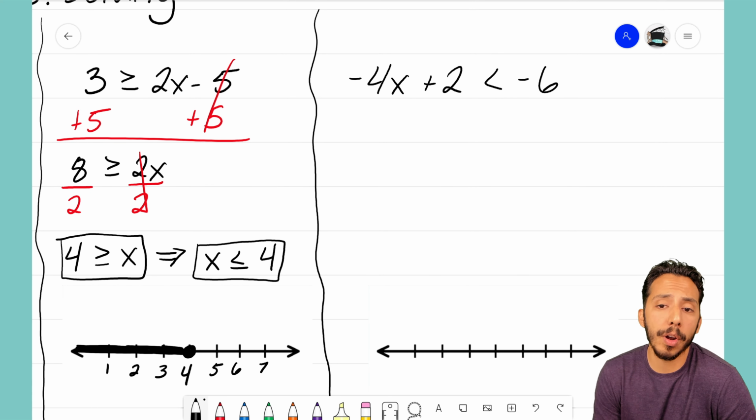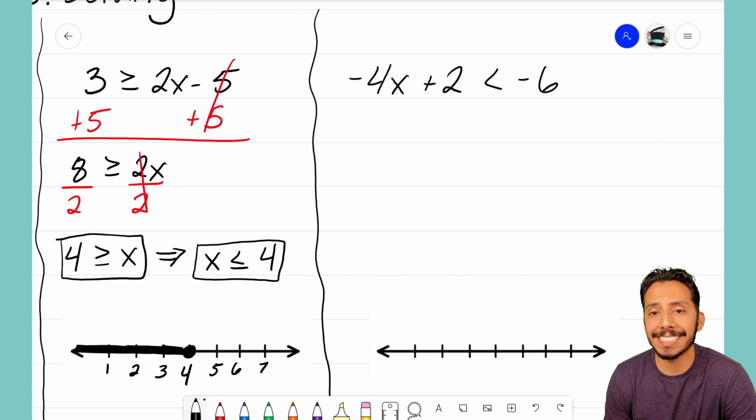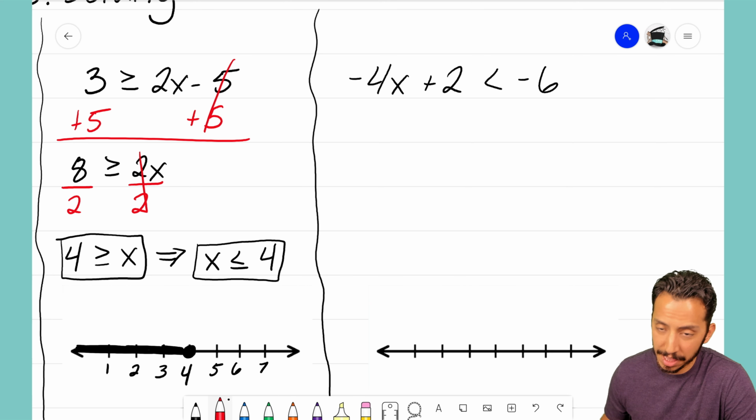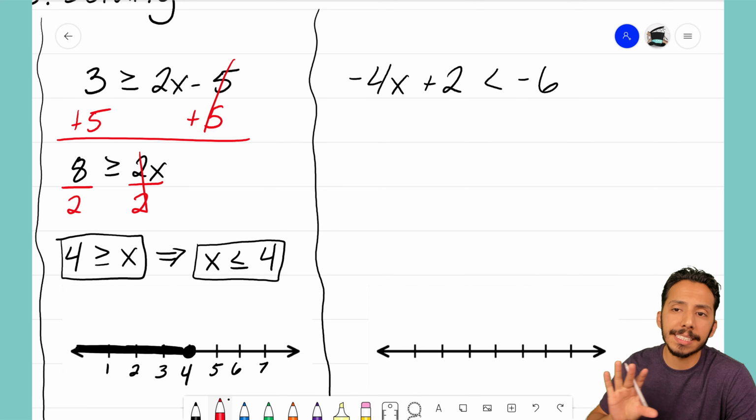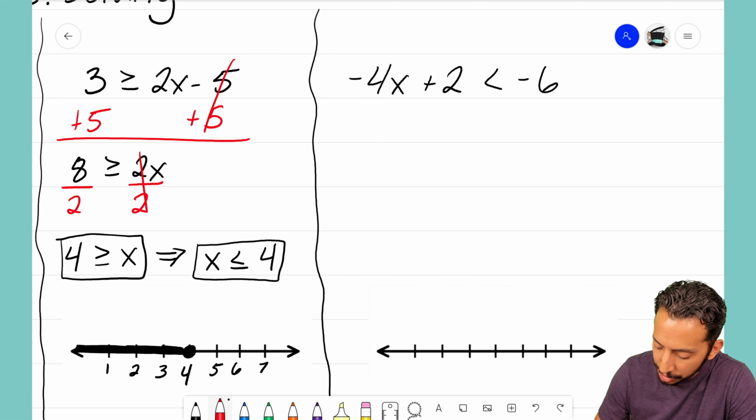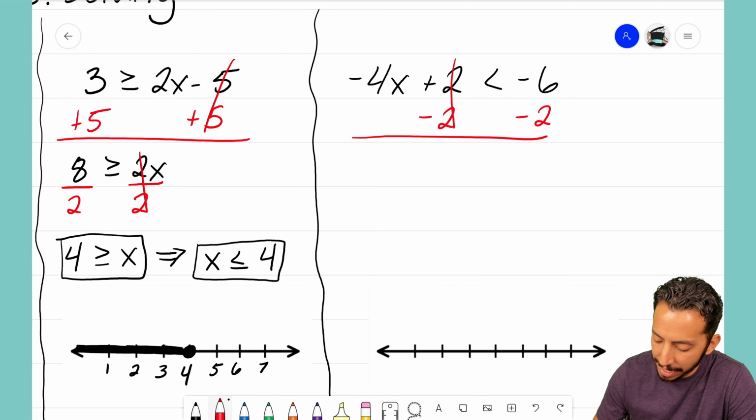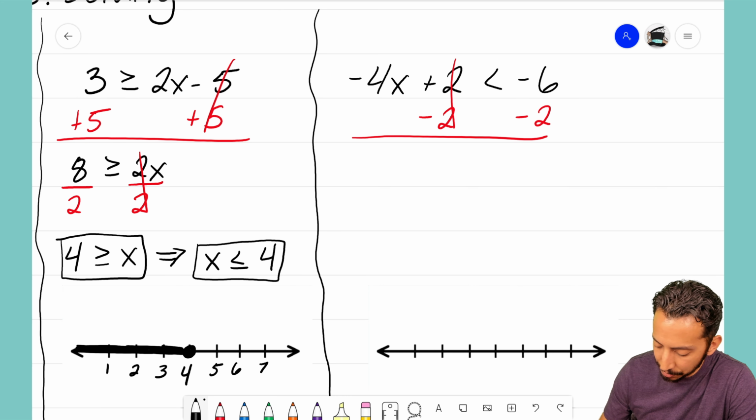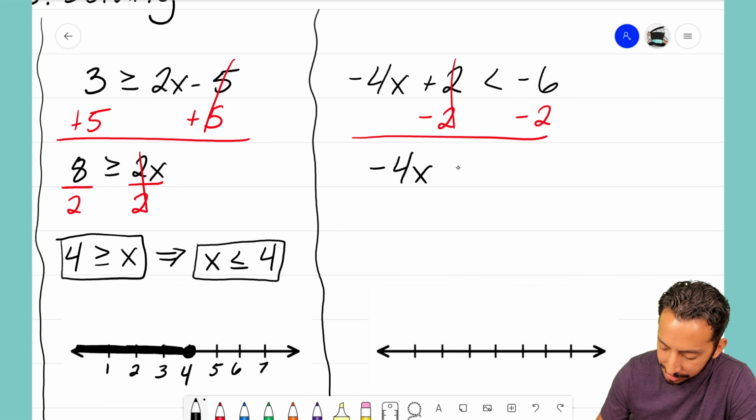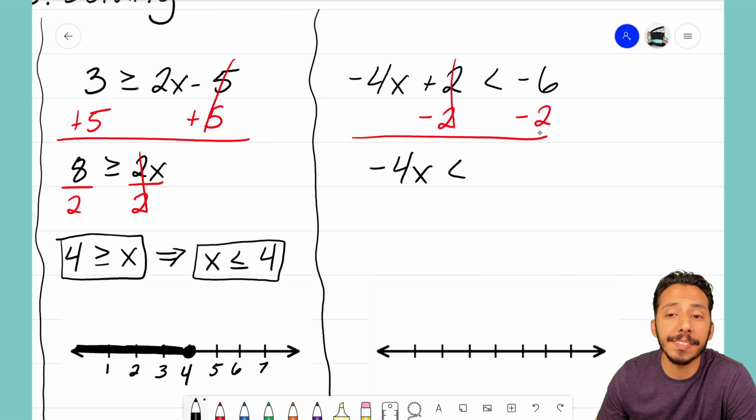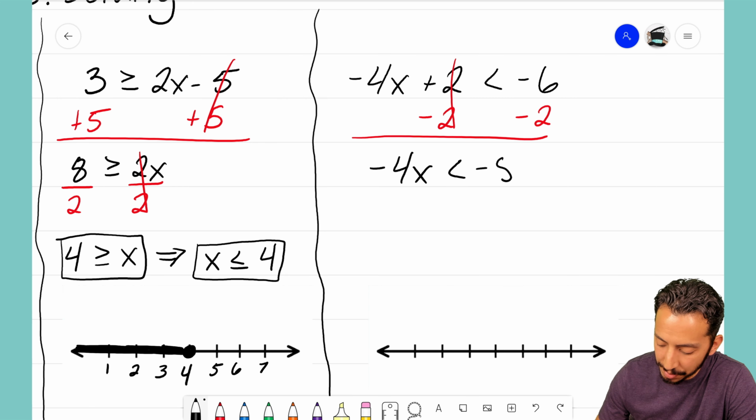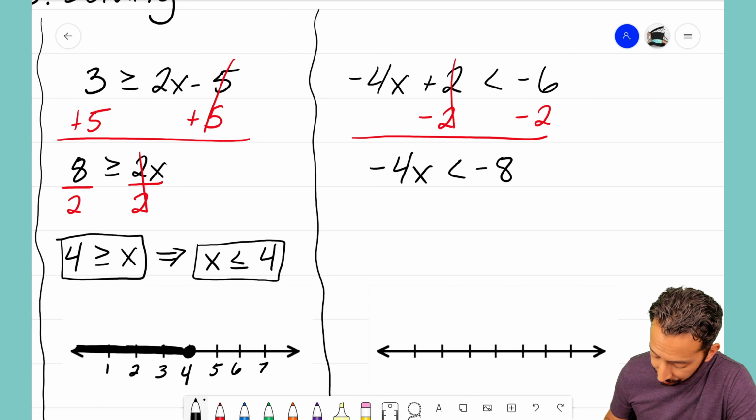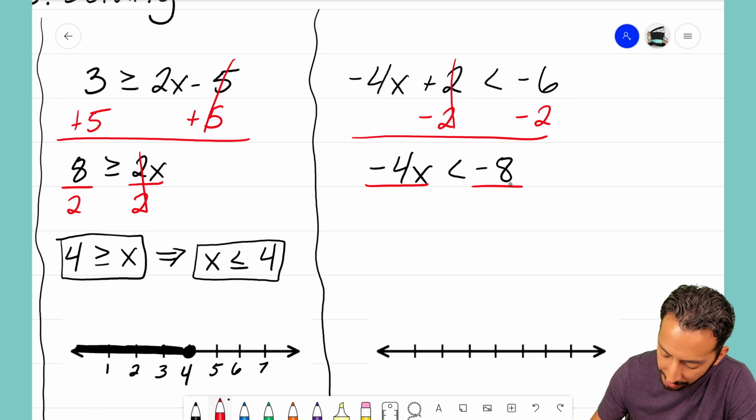Negative 4x plus 2 is less than negative 6. Again, let's move that constant from the left-hand side to the right-hand side. So I'm going to go ahead and subtract 2. Doing that will cancel out the 2's on the left-hand side. They zero out. And I'm left with negative 4x is less than negative 6 minus 2. That makes negative 8.